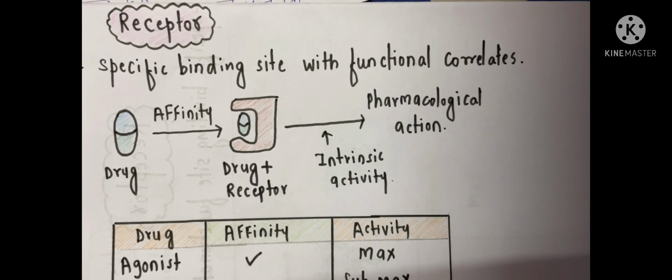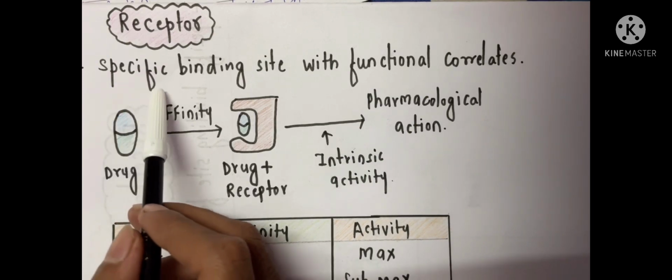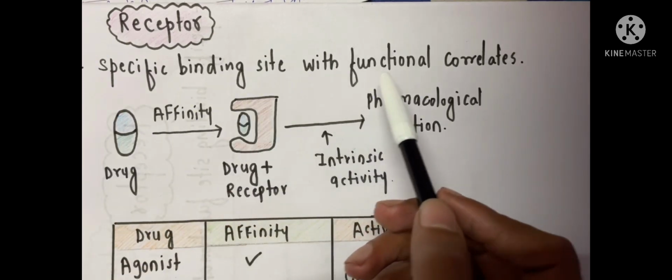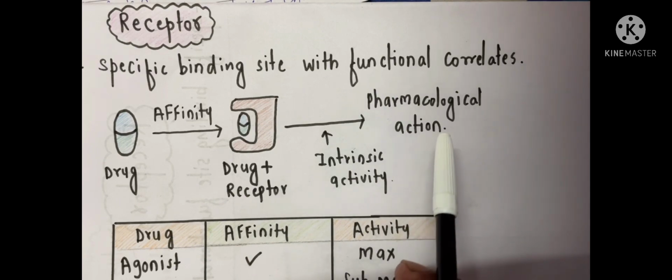Receptors and their types. So the first question is, what is a receptor? A receptor is a macromolecule having a specific binding site with functional correlates. These are protein molecules whose function is to recognize and respond to endogenous chemical signals. Drugs bind to the receptor and give pharmacological action.